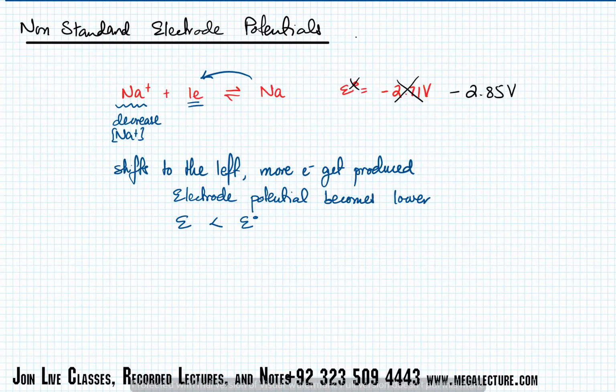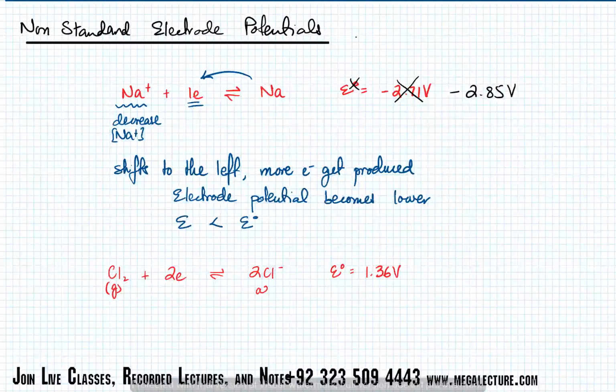ठीक है, for example एक और एग्जांपल कर लेते हैं. I've got let's say I've got Cl2 plus 2 electrons and it's in equilibrium with 2Cl minus 1. And the standard E naught for this one is 1.36 volts. So this one is a gas. This is aqueous.